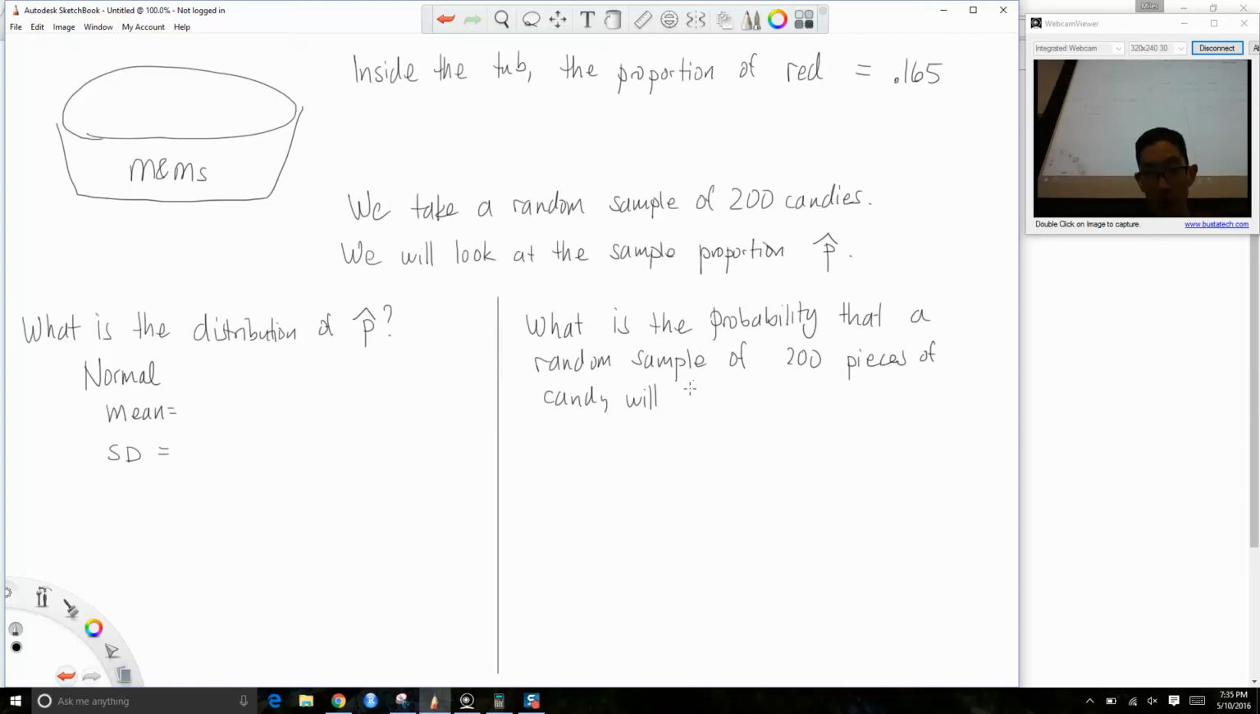will have a proportion of 0.2 red or more. Okay? So go ahead, get this written down, try this out, and I'll pause the video here. Well, I guess before I pause, I just want to make sure we understand what the question is that's being asked.